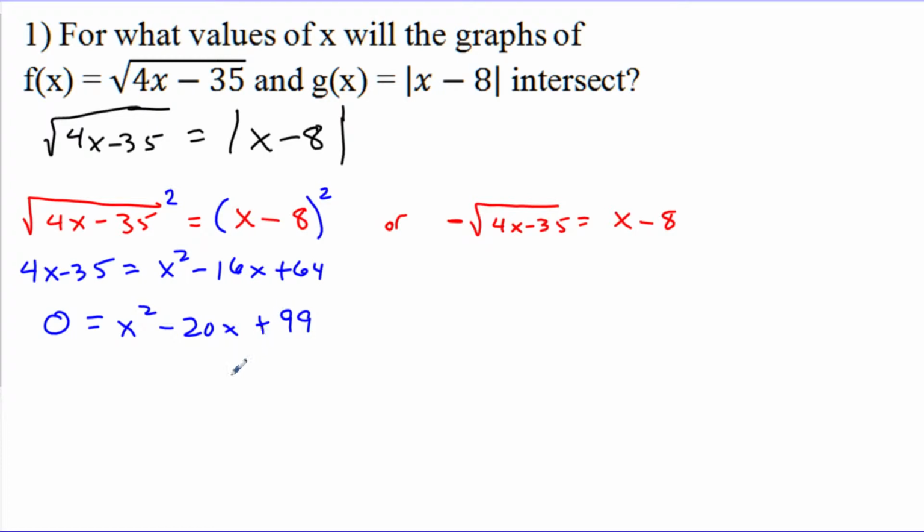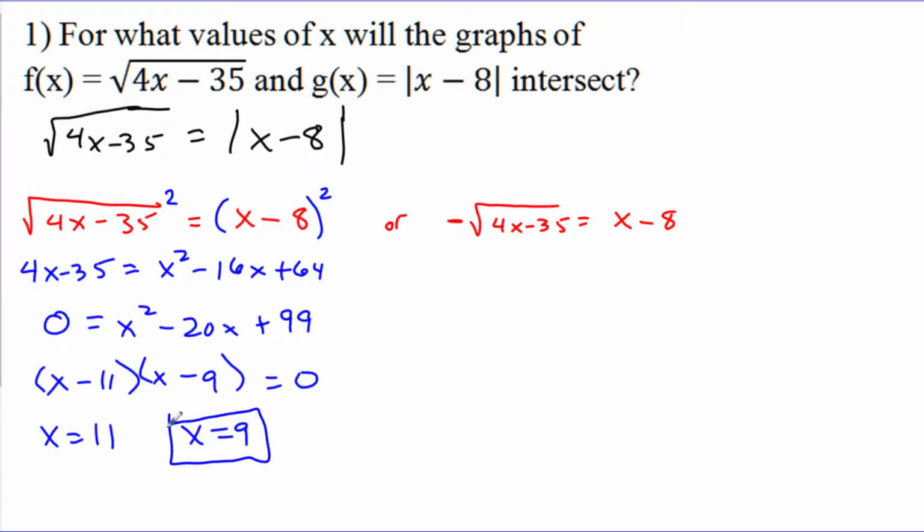Now I need to solve this and figure out what multiplies to positive 99 and also adds up to negative 20. The answer is x minus 11 and x minus 9, and that equals 0. I'm going to get two answers out of this: an 11 and a 9. I'm going to pause on these and say these are my answers. Let's take a look at the other one real quick.